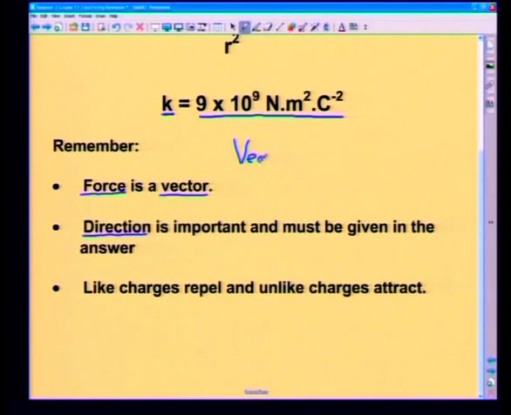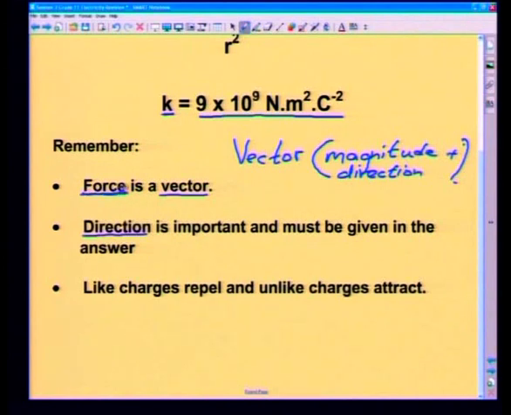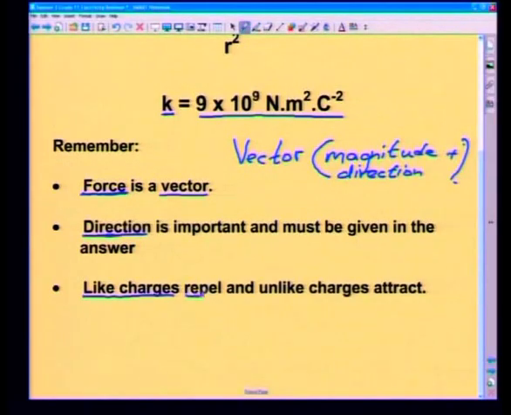So a vector has both magnitude, how big the quantity is, plus direction. So we need to be aware that we're talking about force, and force is a vector quantity. So direction becomes important. Like charges, this is another thing that you need to remember, because that is where we get our direction of an electrostatic force. We need to know that like charges repel each other, and unlike charges attract each other. This is where we get our direction.